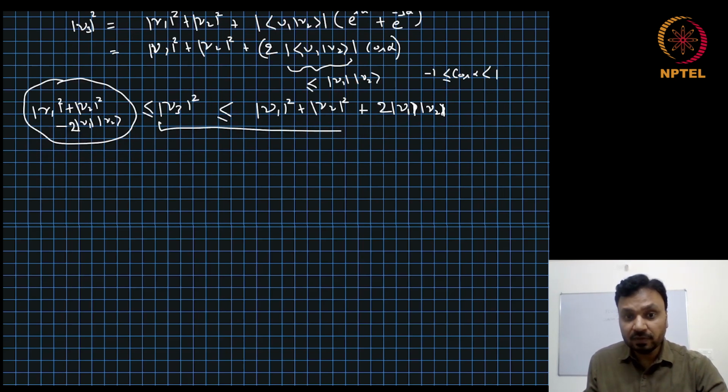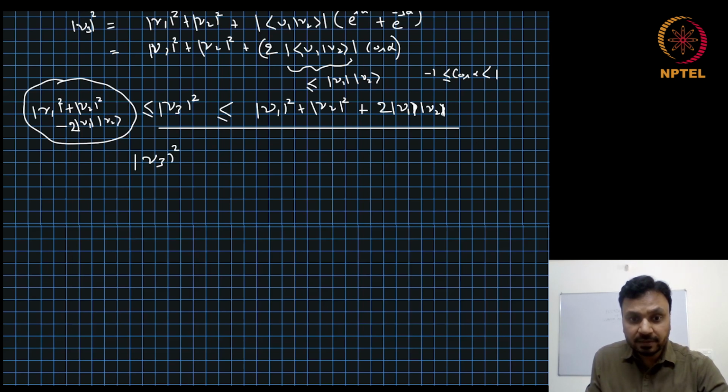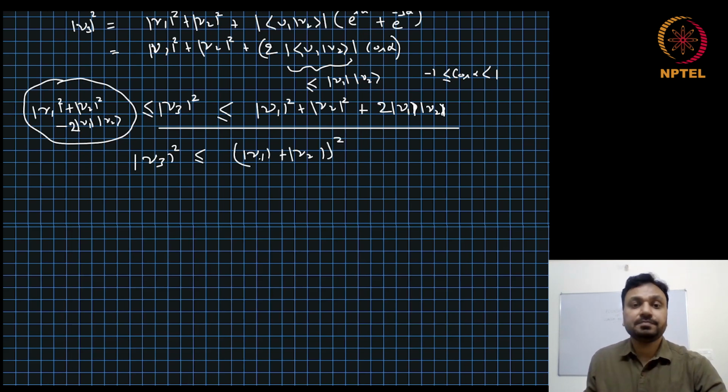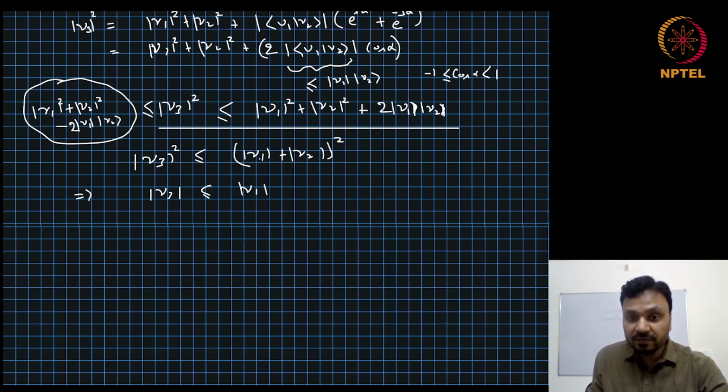We are for the time being only interested in this part, so we get v3 mod square less than or equal to v1 mod plus v2 mod whole square. Hence we get v3 mod less than or equal to v1 mod plus v2 mod, and this is what was our intention to achieve.